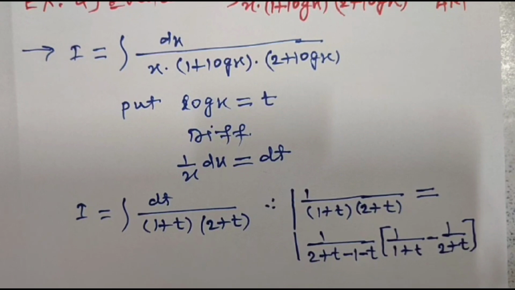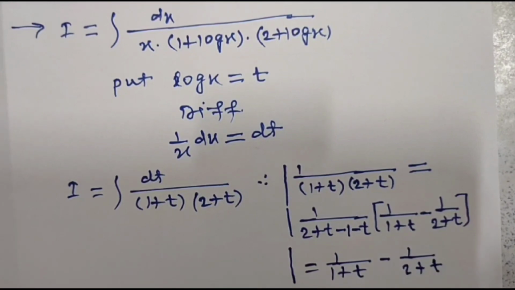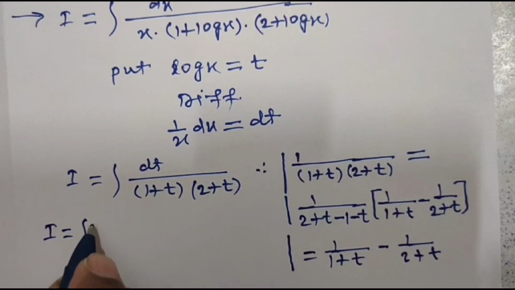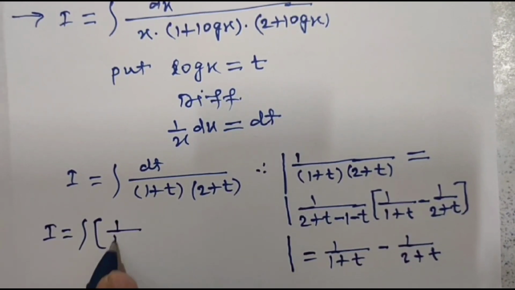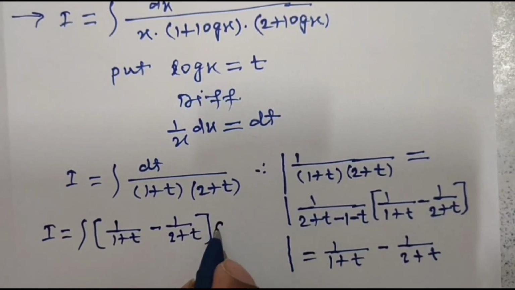Okay, simplify this and get the partial fractions. t gets cancelled, 2 minus 1 is 1. Hence this is equal to 1 upon 1 plus t minus 1 upon 2 plus t. So the integral can be written as I is equal to the integral of 1 upon 1 plus t minus 1 upon 2 plus t, integral with respect to t.